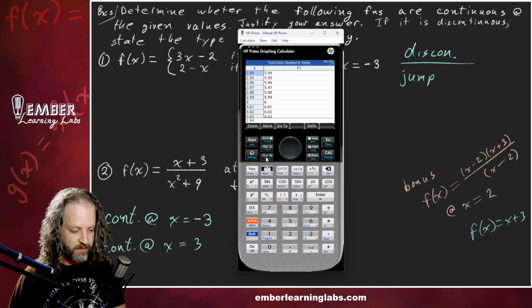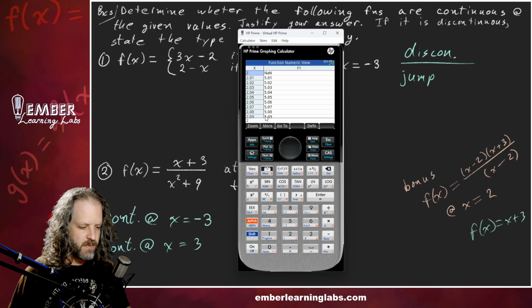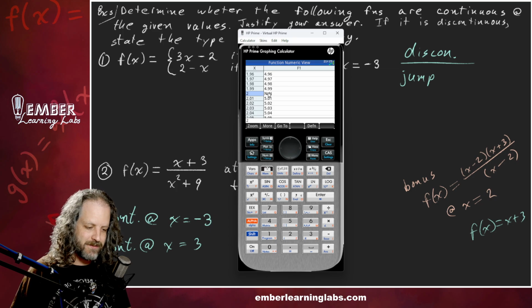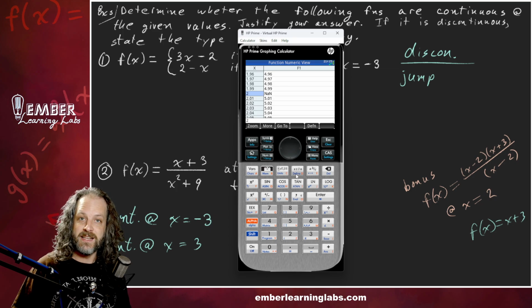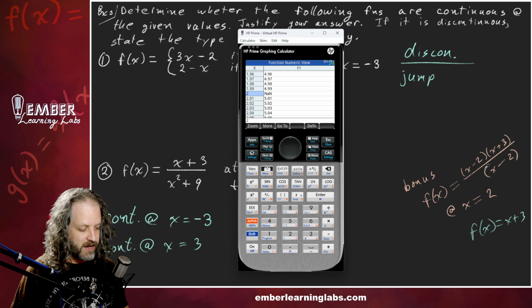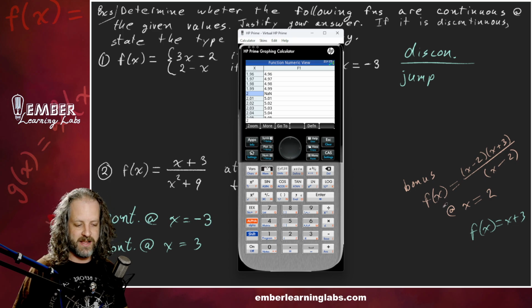Let's look at what happens on our table at x equals 2. Let's put a 2 in here. None, whatever that means. I have to look up what that code means. But what it means in plain English is it doesn't exist there. So this one is also discontinuous, and it's a hole discontinuity, right?